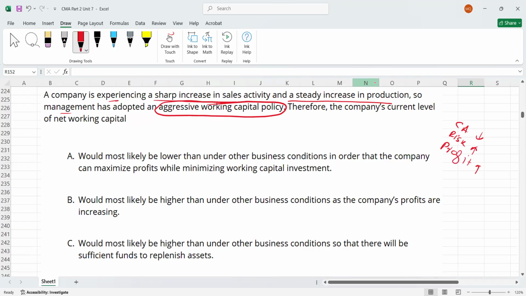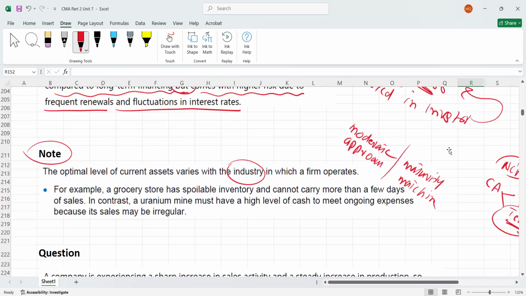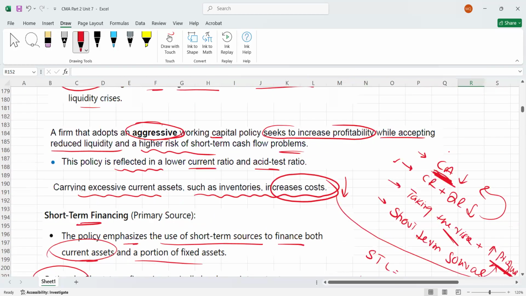If you remember, these are the points I'm saying. Current assets will be lower under an aggressive policy. Current ratio and quick ratio will also be lower. They're taking high risks to increase the profit. They are relying on short-term sources of finance.